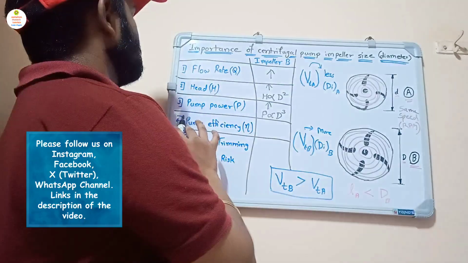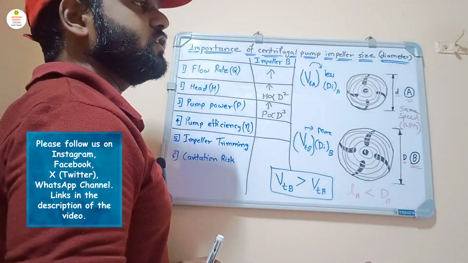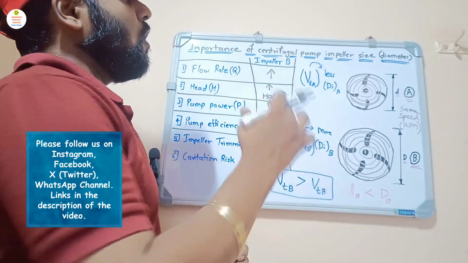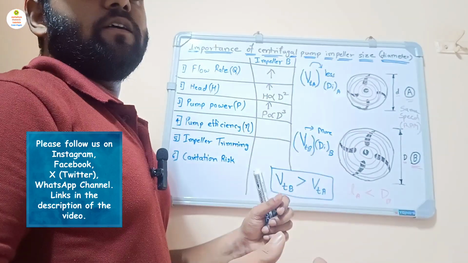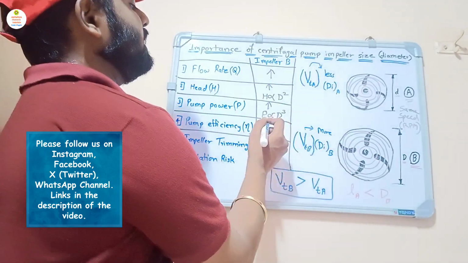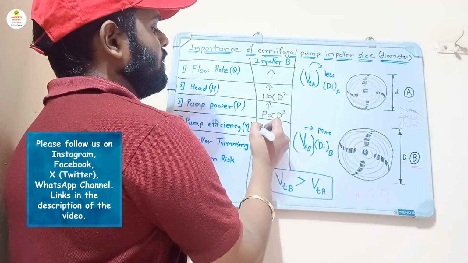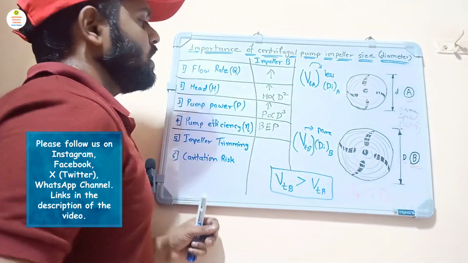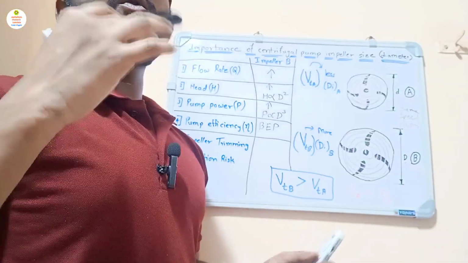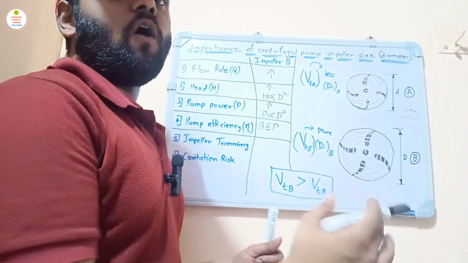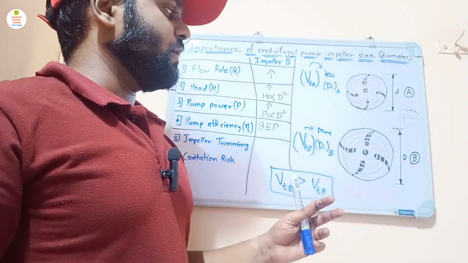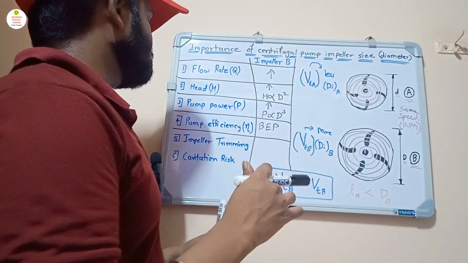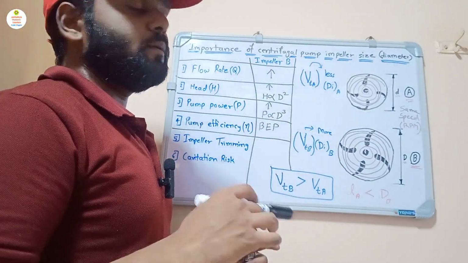Pump efficiency is greatest when we operate the impeller or pump at BEP, that is, best efficiency point. If we use too small an impeller or too large an impeller, then there is less efficiency of the pump.